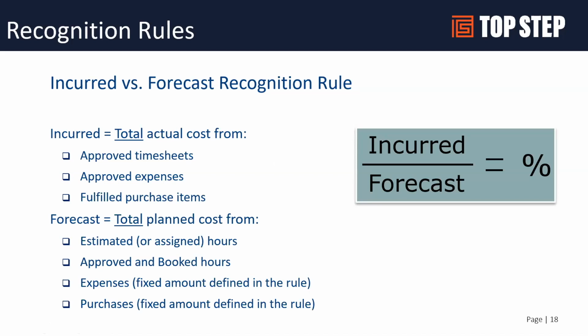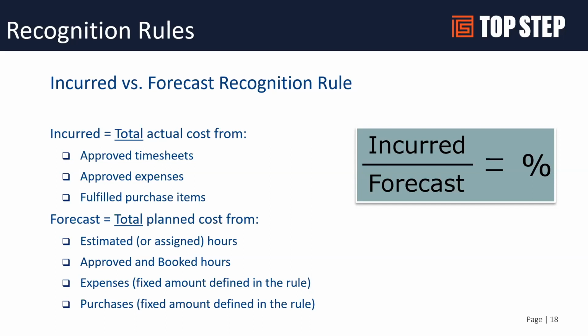Another percent complete option is the incurred versus forecast rule. This one can be really powerful, but there's a lot to it that you need to be aware of as you are thinking about using this rule. First and foremost, it was really designed to use cost percent complete. So what is the labor cost I have incurred on this project divided by what is my planned cost for this project? The cost can come from timesheets, it can come from expense reports, and it should actually come from purchase items.